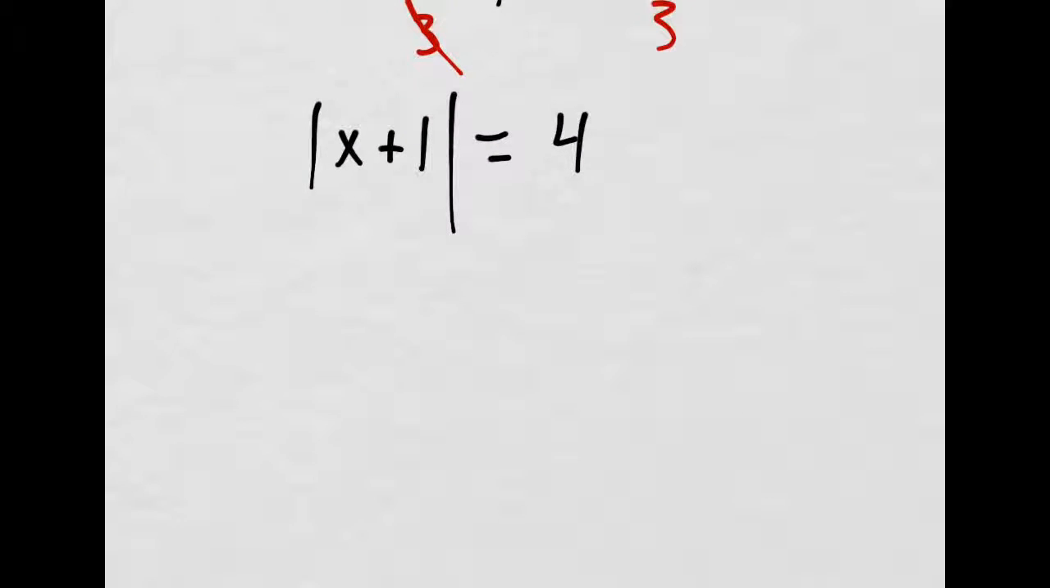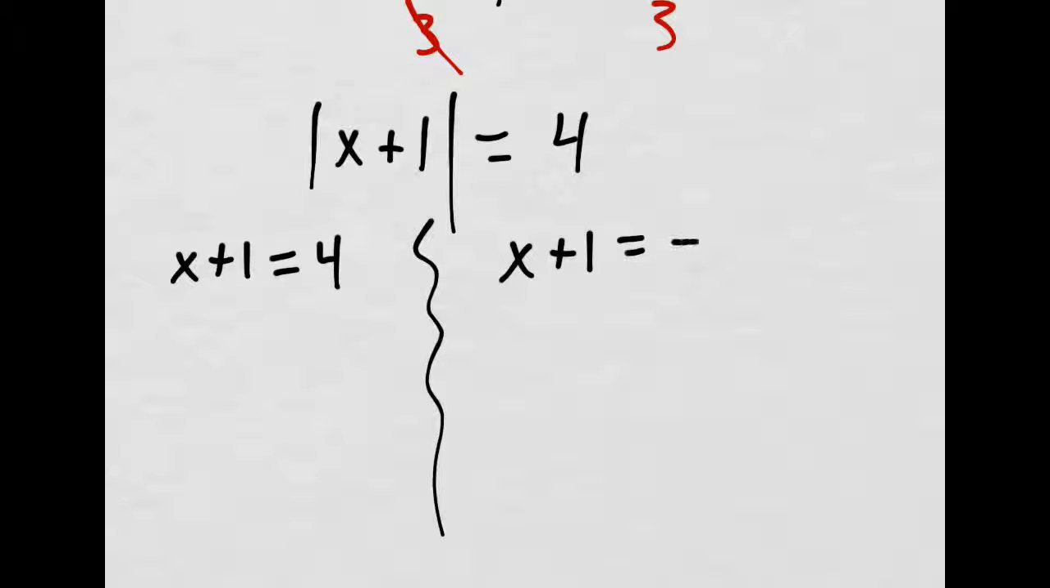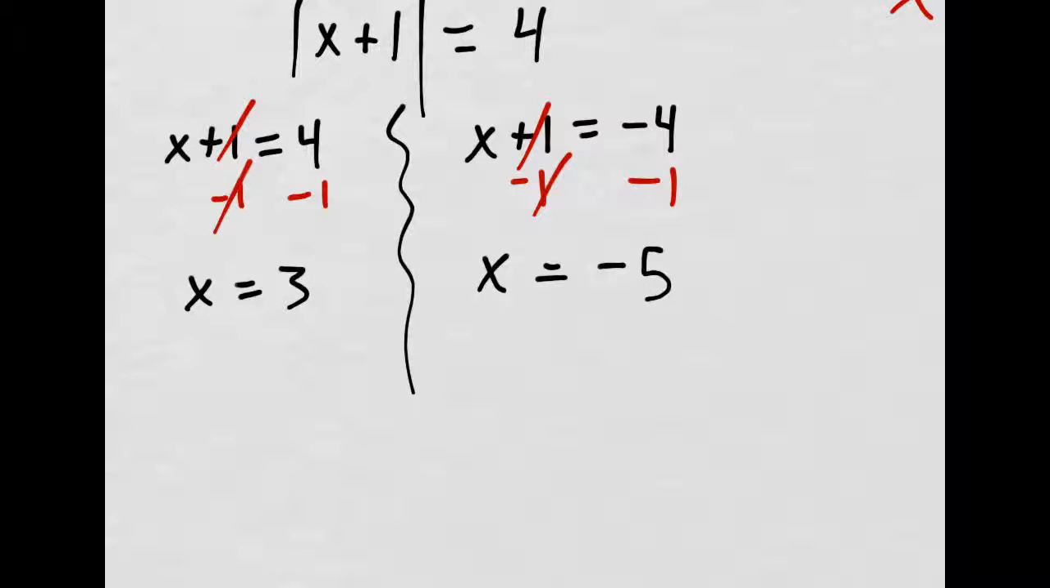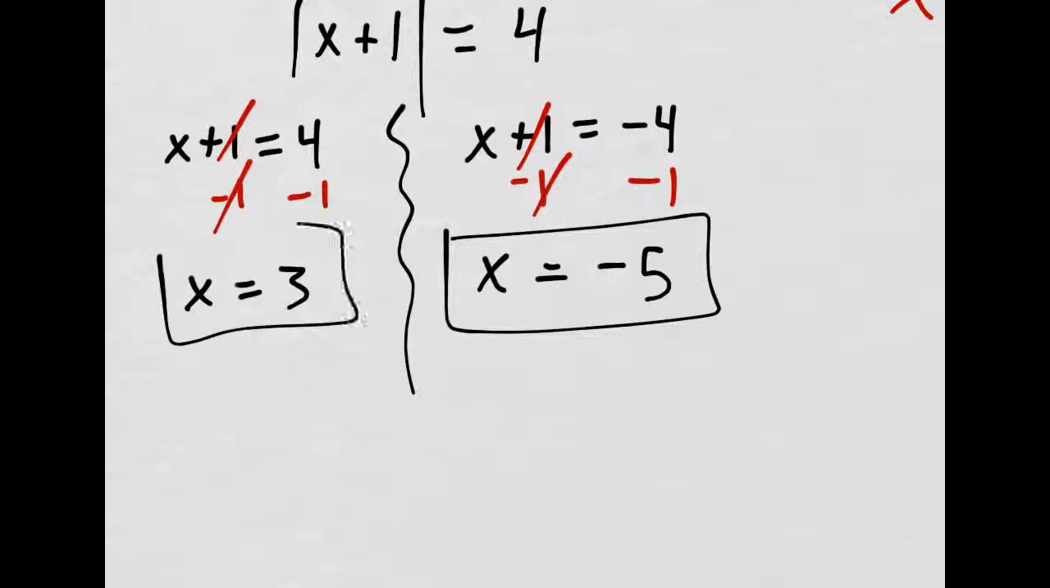So if the absolute value is by itself, then we can make 2 equations. First one is x plus 1 equals 4. The other one is x plus 1 equals negative 4. And then we solve. So minus 1. That goes away. x equals 3. And then do the same over here. Minus 1. And we get x equals negative 5. So those are our 2 answers.